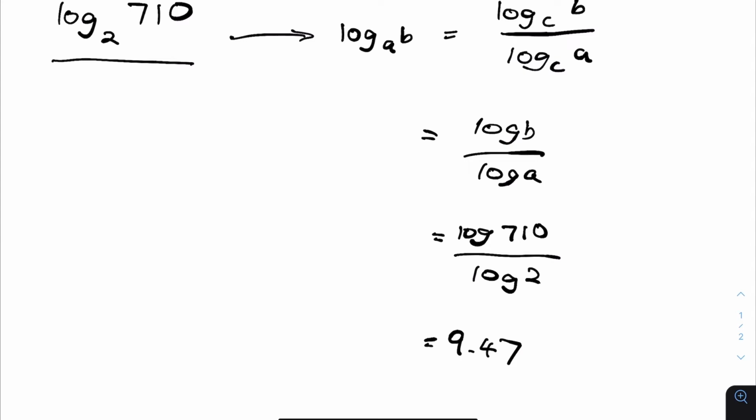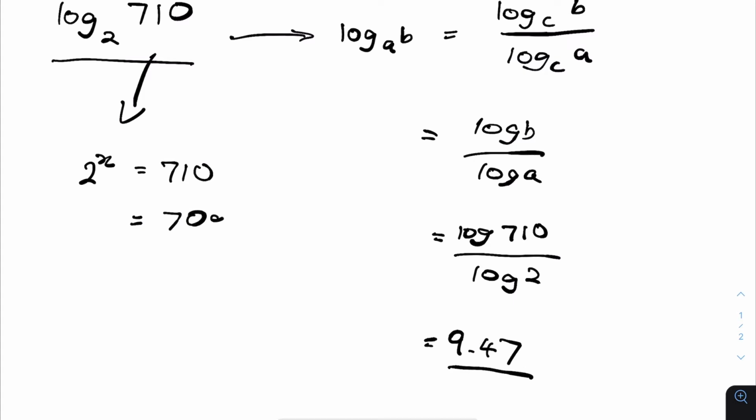And we can see this works because if we write this back in its indices form, which would be 2 to the power of x is equal to 710, and we input 9.47 as x, 2 to the power of 9.47 gives us a really close answer, because 9.47 is only to two decimal places. In this case, it would actually be 709.18. So we're only a bit off. If you ran it to more decimal places, it would have been more exact. So that's called the change of base rule, and we use this formula right here.